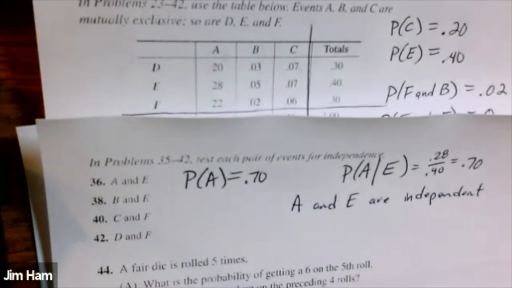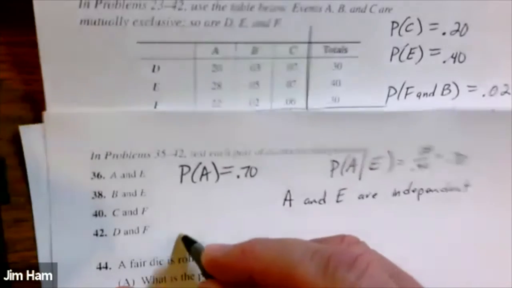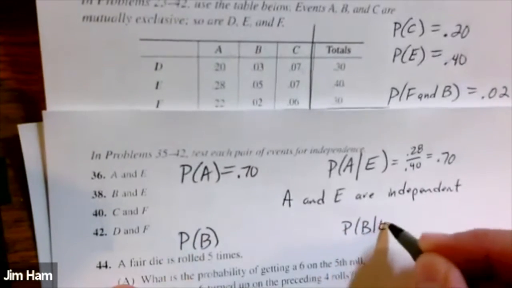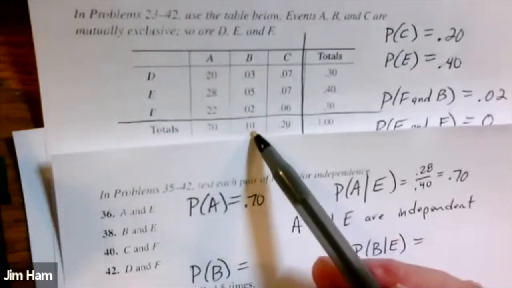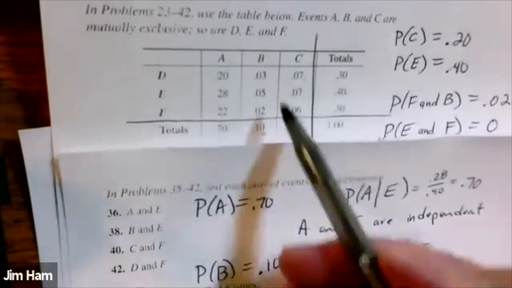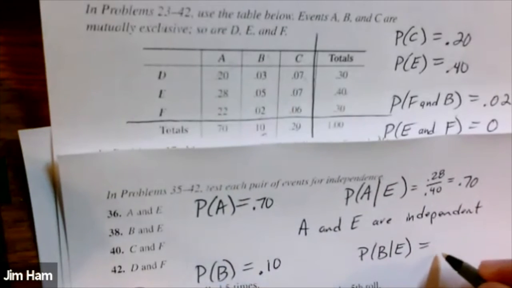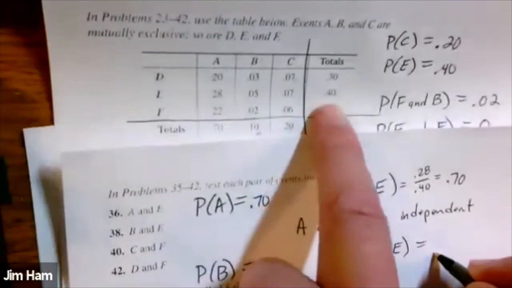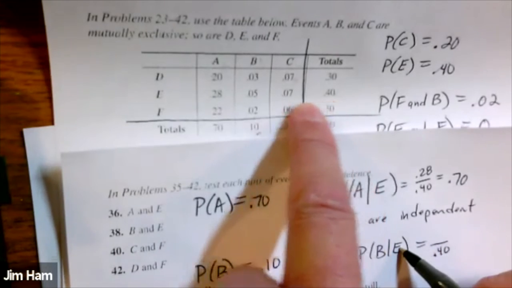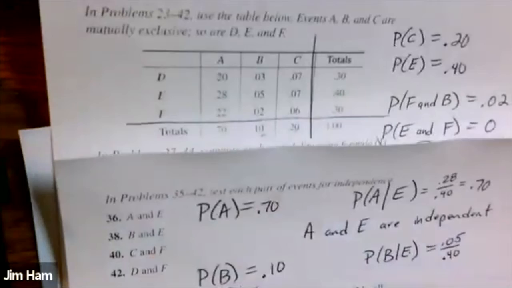Let's see if I can find another one. How about B and E? The probability of B and the probability of B given that E has occurred. Right there's the probability of B, 0.10, the whole sum. The probability of B given E: of the 0.40 of all of E, 0.05 of it is B.